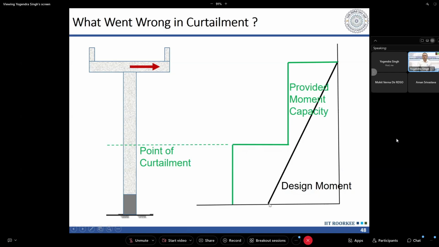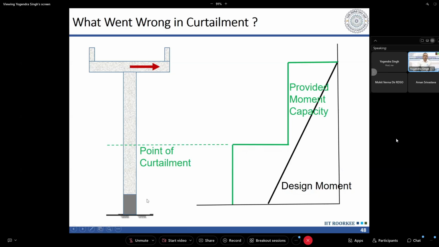At the bottom, they have some overstrength. So because the provided capacity will be almost more, and then they have performed a curtailment here. So in the bottom portion, the capacity is this much. In the top portion of our curtailment, the capacity is this much. Now during earthquake, what can be the maximum value of this force? The maximum value of force will not be the one which we have used in our analysis. It will be rather the one corresponding to the moment capacity here.